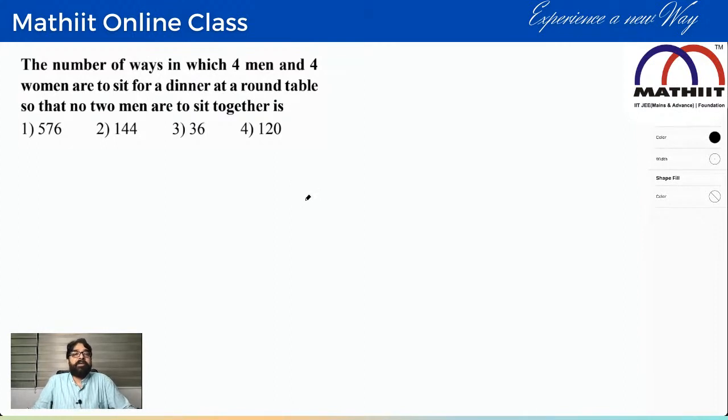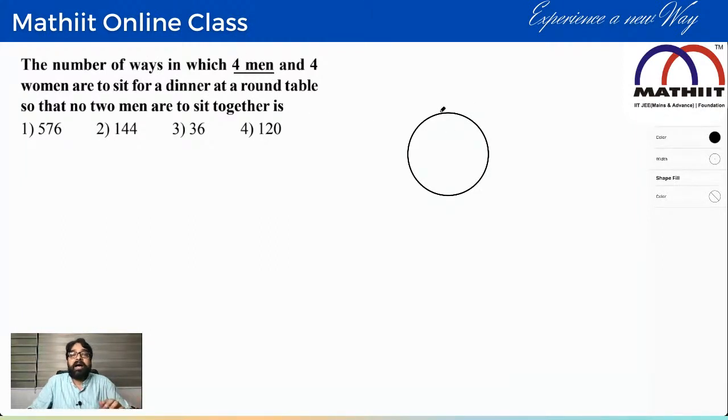The number of ways in which four men and four women are to sit for a dinner at a round table so that no two men sit together. Very good question. It means there is a restriction on the men. No two men should sit together, otherwise they will start talking about cricket and the women will get bored. So they made a plan that any two men should not sit together.